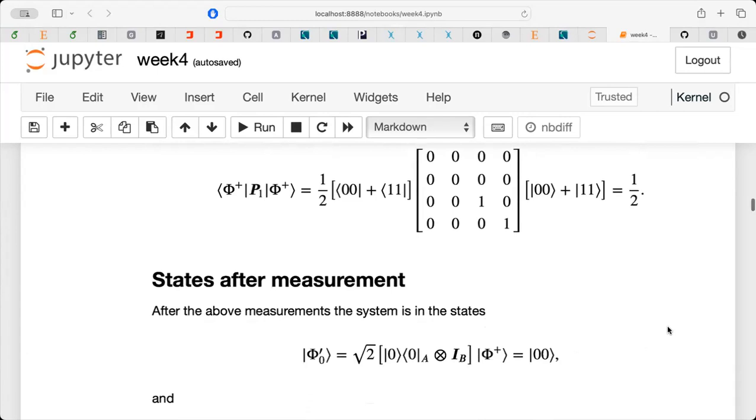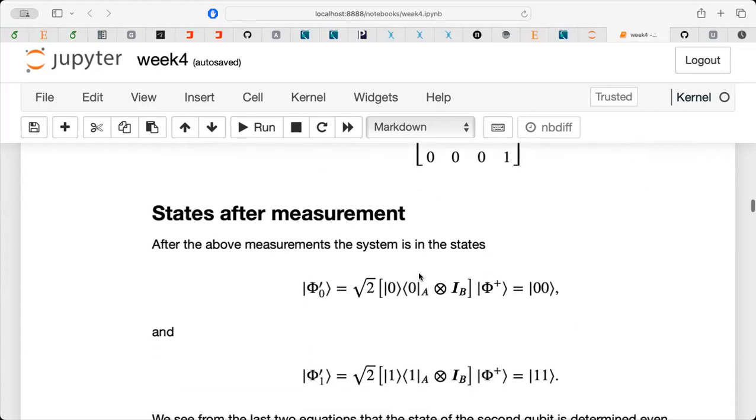After the measurement, the system is in a new state. This definition of the state after the measurement is something which we defined earlier this semester. And the post-measurement state is now a state which has collapsed to the state 0, 0.